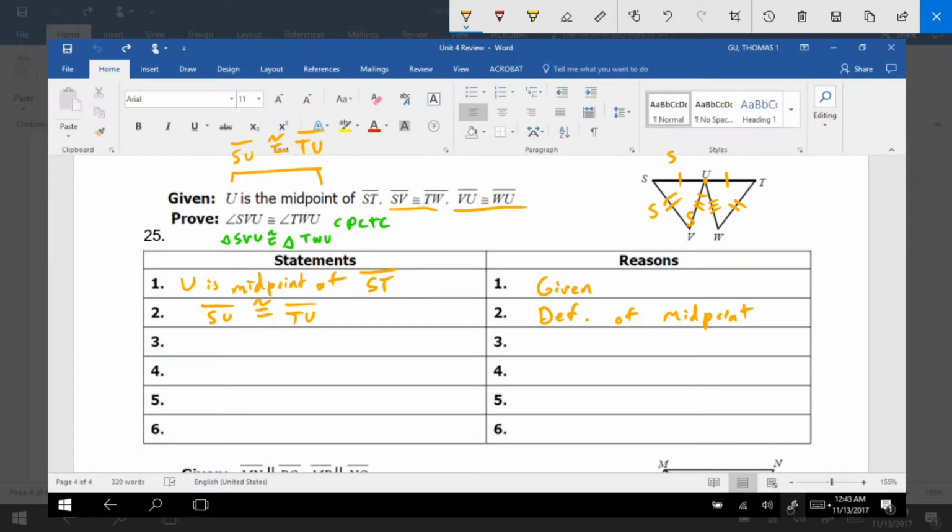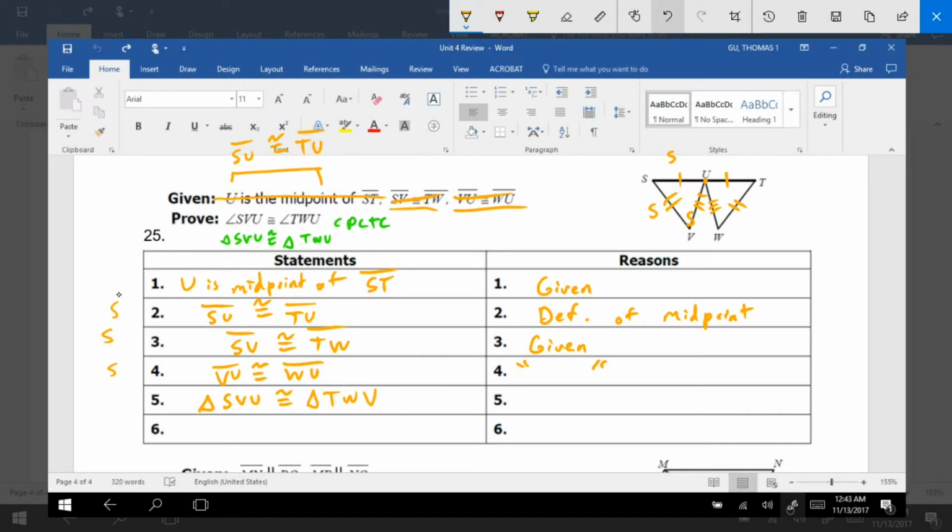Next, we're going to use the other givens. SV is congruent to TW. That's in the given. Boom. And the last given, VU is congruent to WU. Bam. And that's also given. So now we have three sides. There's my side. There's my side. There's my side. So I can say triangle SVU is congruent to triangle TWU.